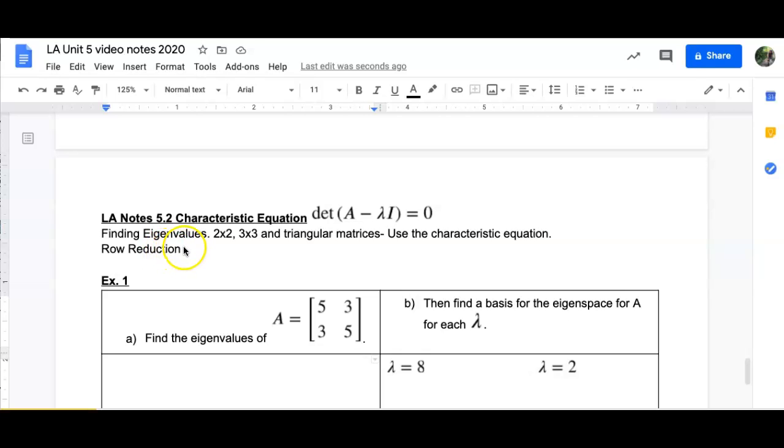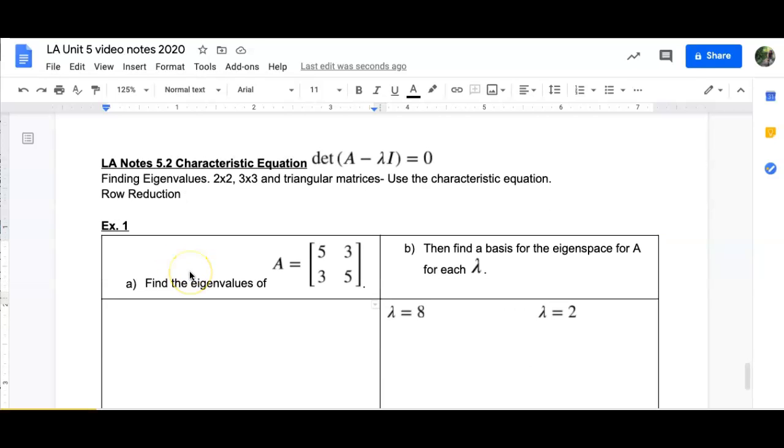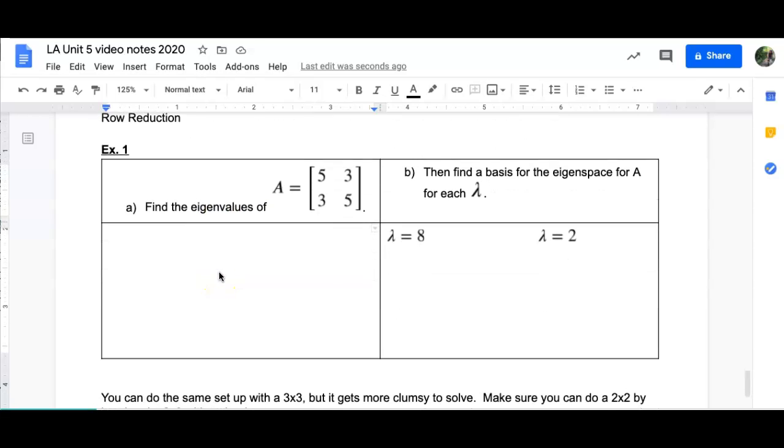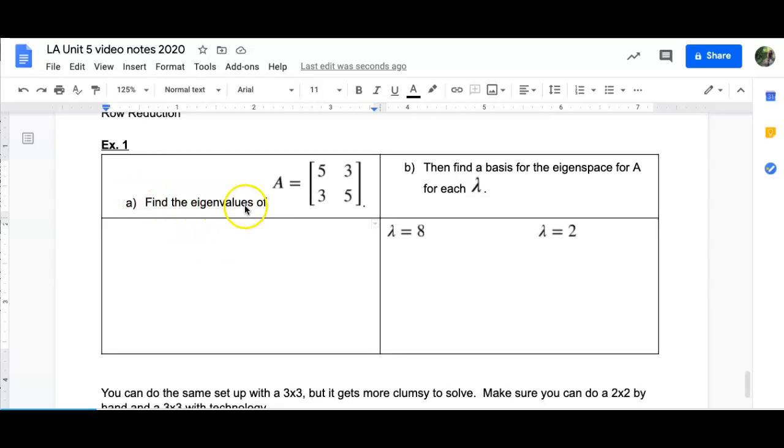Row reduction, I decided not to do. If we want to, we can look at maybe some LU factorization and see what happens with the eigenvalues for that. Okay, so we're going to go through the process now of finding the eigenvalues of this matrix right here.